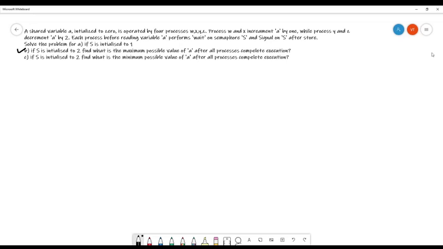So a shared variable A is given, which is initialized to 0, and is operated by four processes: W, X, Y, Z. Processes W and X increment the variable A by 1, and processes Y and Z decrement A by 2. Each process performs a wait on semaphore S before reading variable A, and a signal on S after storing. First we will take S initialized to 1. This is the first case we'll solve.